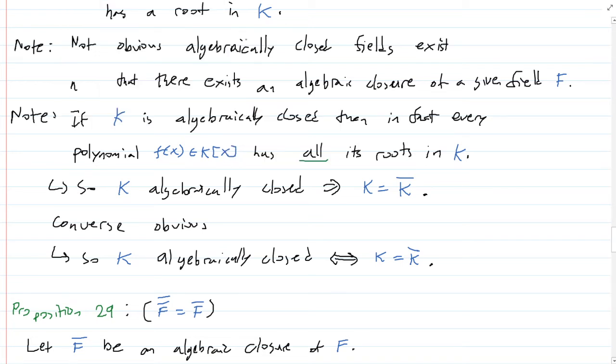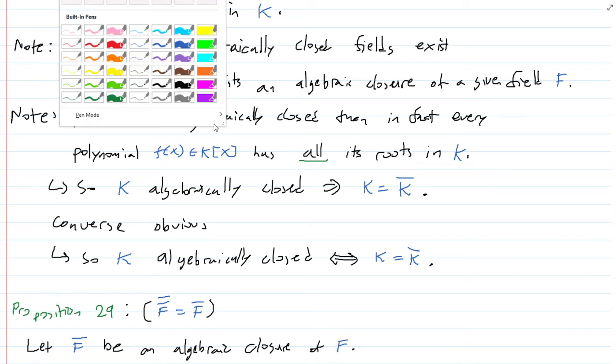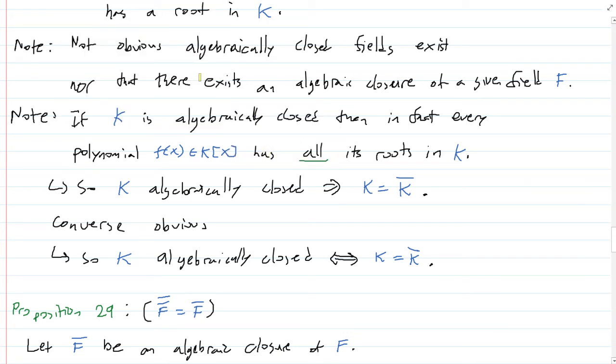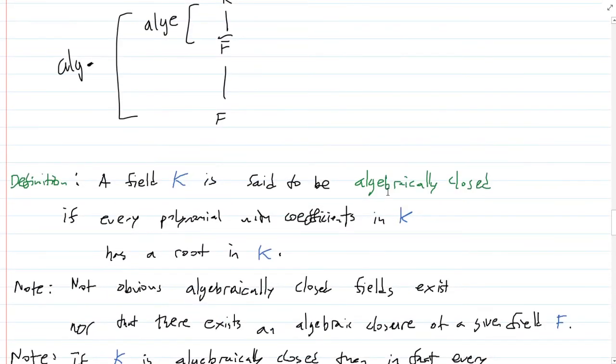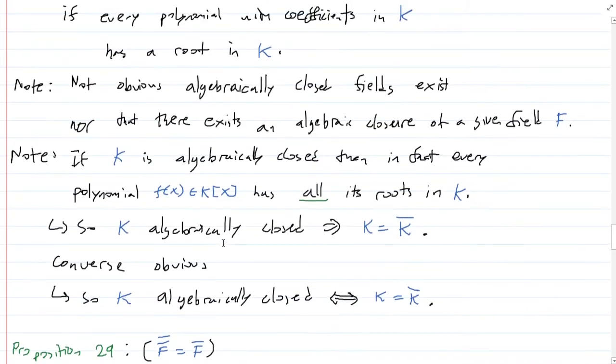Right. Okay. So it's not obvious that they exist, nor that there exist algebraic closures of a given field. A second note: if K is algebraically closed, then in fact every polynomial f of x has all of its roots in K, right? The definition of algebraically closed meant that every polynomial with coefficients in K has a root, but this forces it to have all of its roots in K.